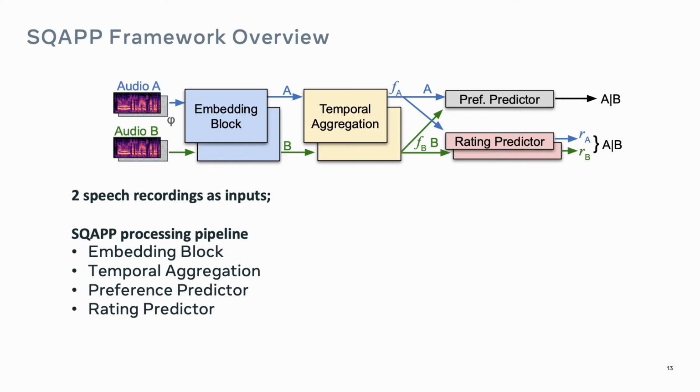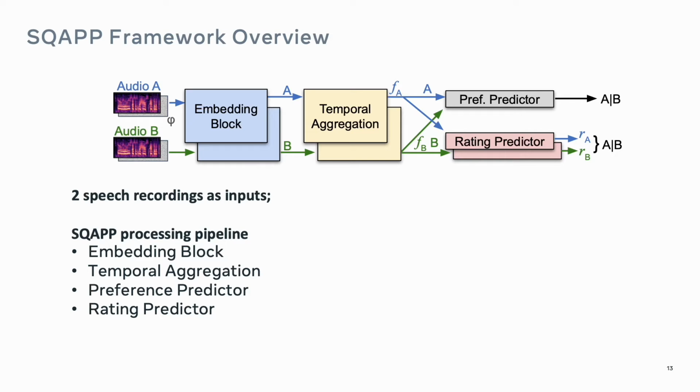Our SQAPP framework takes in 2 speech recordings as inputs, audio A and audio B, with their magnitude and phase spectrum respectively. It is based on the pairwise preference objective, where the dataset is composed of pairs of recordings, each with the preference labels of which audio has better quality.